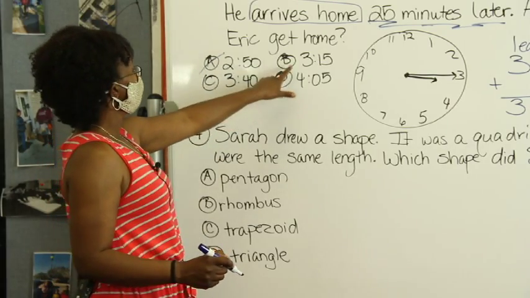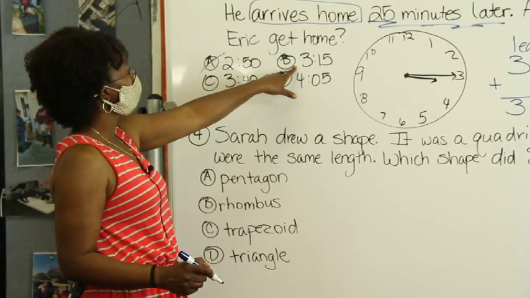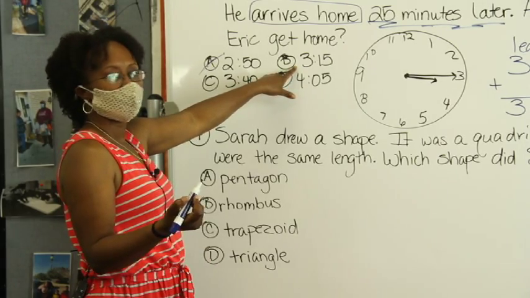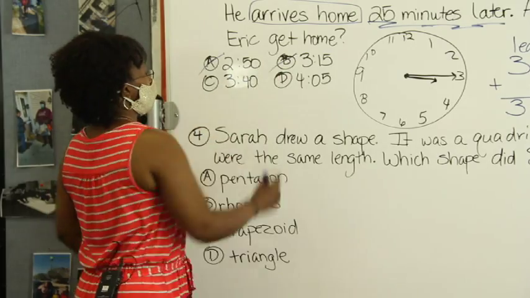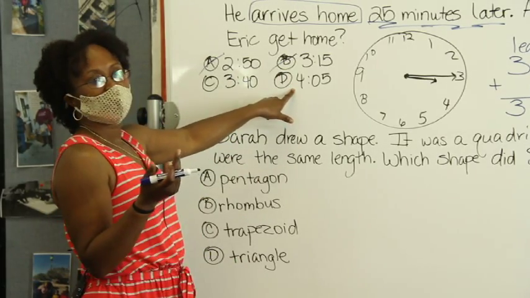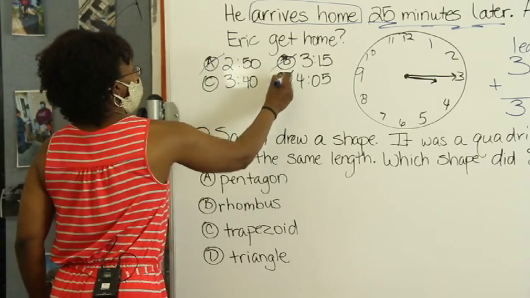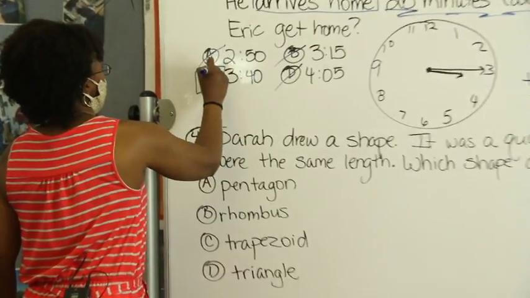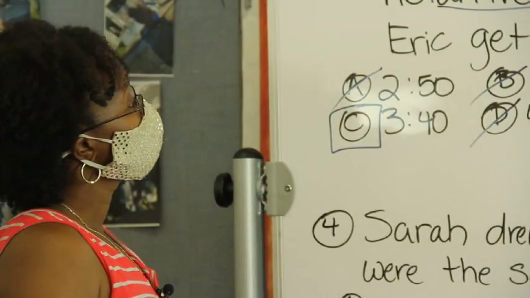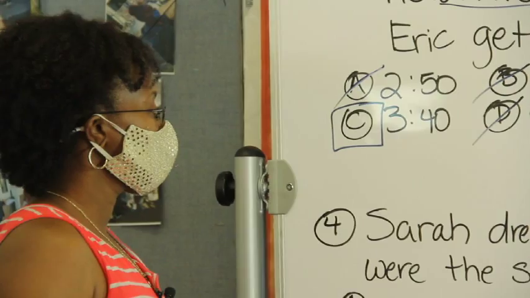And it couldn't have been 3:15 because that's when he left. He left the school. So you can't arrive home when you left the school. And 4 o'clock even would be more than 25 minutes, okay? So we are confident that this is the right answer. We're going to go with C, okay? I hope that worked out well for you.